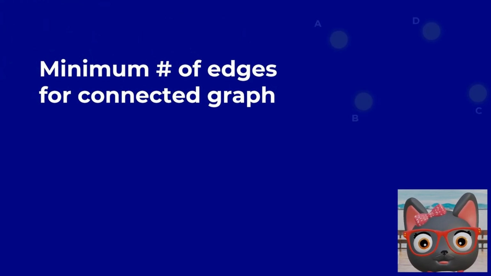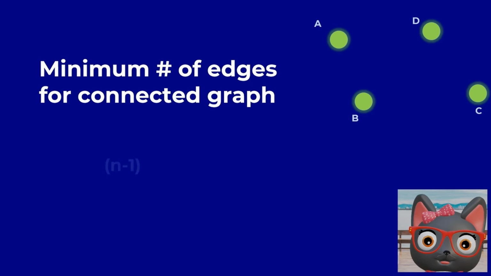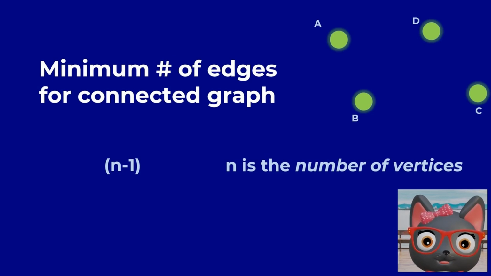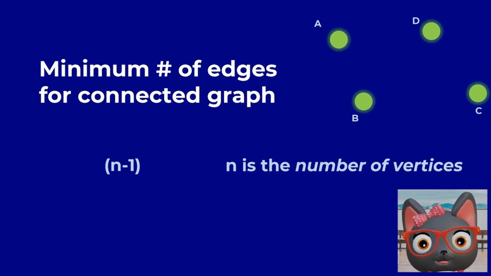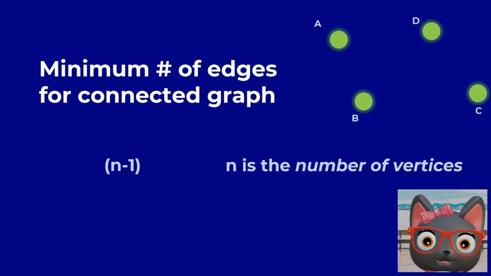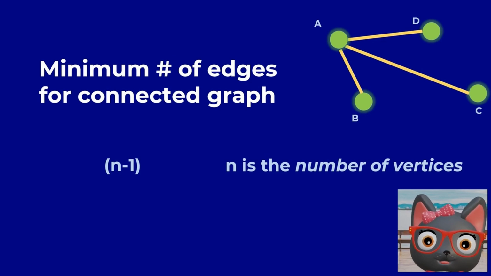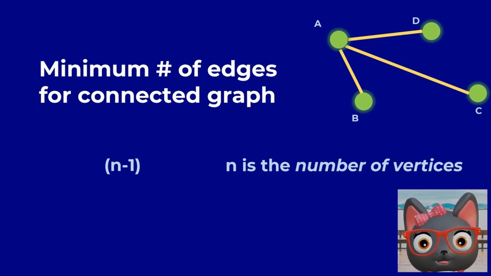The minimum number of edges for a connected graph is n-1 edges, where n is the number of vertices. The way we can reason about this is, imagine we have 4 vertices. Let's take vertex A. If we draw an edge to every other vertex, then the graph will be connected. There will be a path between every pair of vertices in a graph through A.